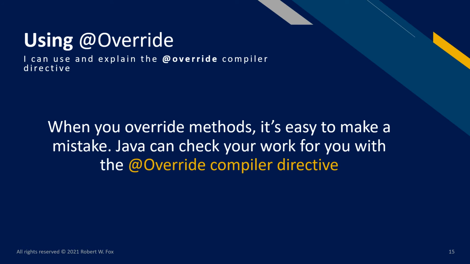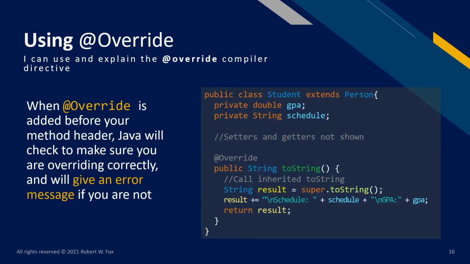When you do override methods in Java, it can be really easy to make a mistake. After all, the method header, which is the return type, the method name, and the parameters, all need to match exactly. And it turns out that Java can check your work for you with the @Override compiler directive. How you use this is extremely simple. All you do is right above your method header, you say @Override. And if you put that there, Java is just going to automatically check to make sure you are overriding the method correctly. And if you're not, it gives you an error message. So it's not required, but it's a useful tool if you want Java to catch that mistake for you when you make it.